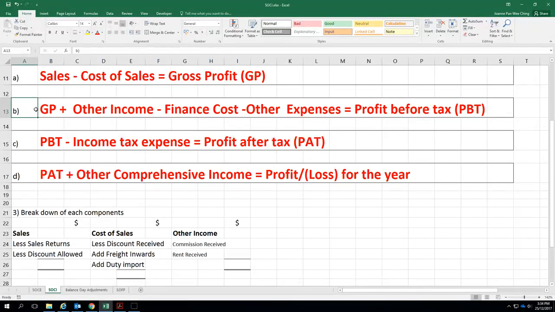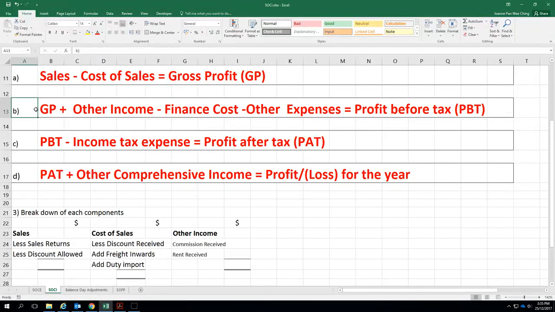So we have to minus finance cost. Finance cost means cost of getting funds from the bank, for example. So interest expense is considered a finance cost. Only interest expense will go into finance cost. Minus other expenses. Why is it called other expenses? Because it's not cost of sales. Cost of sales is the main expense, so to speak, for a trading business. For expenses not related to goods, it will be called other expenses. So equals profit before tax.